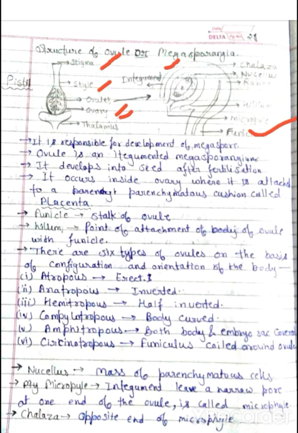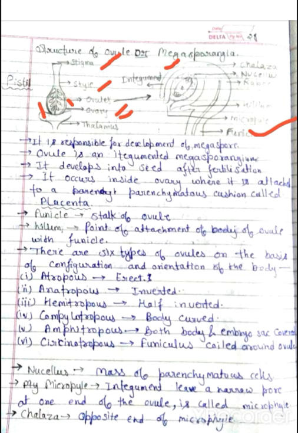The next point is, it develops into seed after fertilization, and it occurs inside the ovary where it attaches to a parenchymatous cushion called placenta. Here this is the ovary and it bears ovules, and inside this the placenta is present, which is made up of parenchymatous tissues.